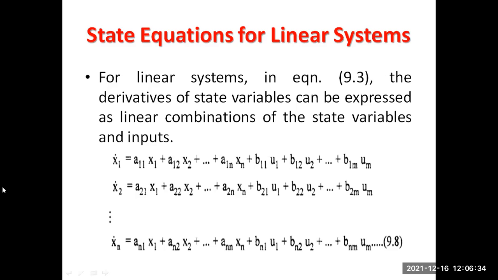For example, x1 dot equal to a11 x1 plus a12 x2 plus a1n xn plus b11 u1 plus b12 u2 plus b1m um. Let us say this equation is given. Here x1, x2 up to xn are your state variables, and u1, u2 up to um are your input vector or input variables. Similarly, x2 dot is represented like this, and xn dot is represented the same way. These are the given equations.